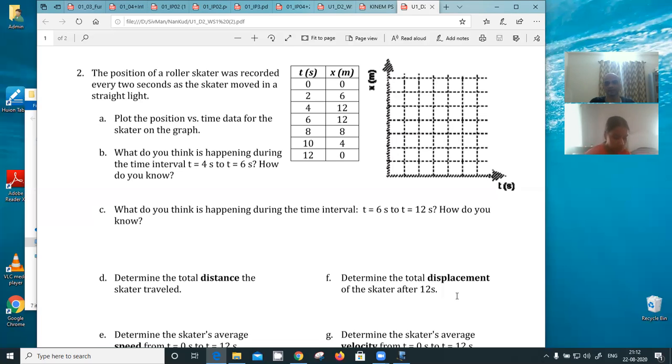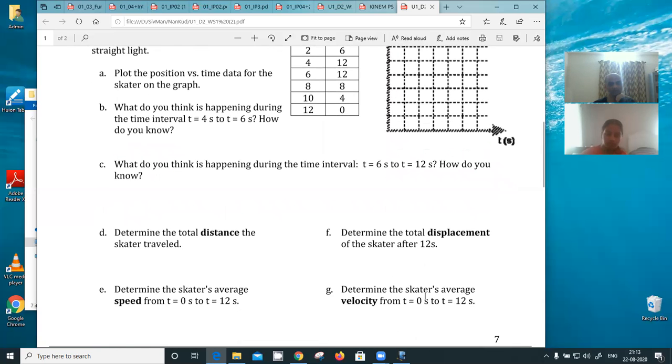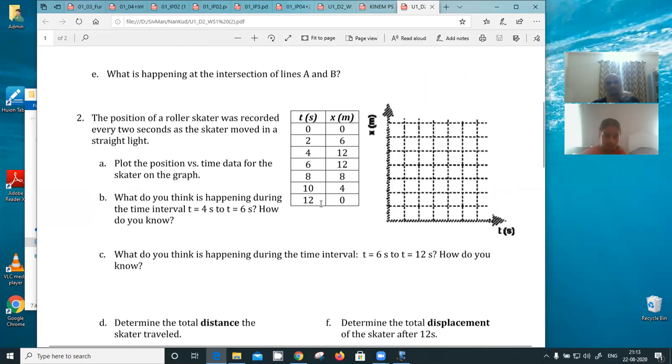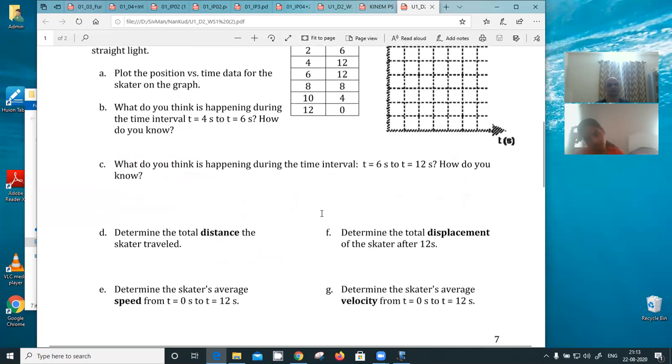So displacement is a vector, distance is a scalar. You know scalar, vector? No. Okay, then just forget that. With the sign is displacement. Without the sign is distance. Distance is the path length, right? So it is always positive. Displacement can be positive or negative depending on the direction, whether you're moving towards right or towards left. Similarly, the displacement between 10 and 12 is minus 4, because at 10 seconds it's at 4 meters and at 12 seconds it's at 0, decreasing.